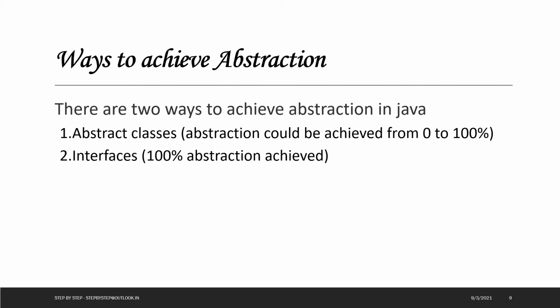So what are the ways to achieve the abstraction? There are two ways to achieve abstraction in Java. One is abstract classes. You can achieve abstraction with the abstract classes. The abstraction achieved with abstract classes is from 0 to 100%. And the second way to achieve abstraction is nothing but interfaces. So you can declare the interfaces to achieve the abstraction. The abstraction achieved with interfaces is 100% abstraction.